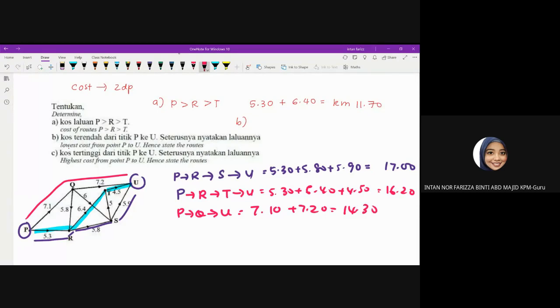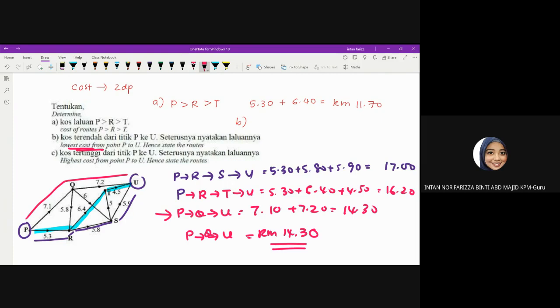What do they ask? Lowest cost. So which one is the lowest cost from P to U? It is the last one here. So you have to write PQU. Okay. And it is RM 14.30. Cost, money. Okay. So next. Sorry. Okay, next is highest cost from P to U.